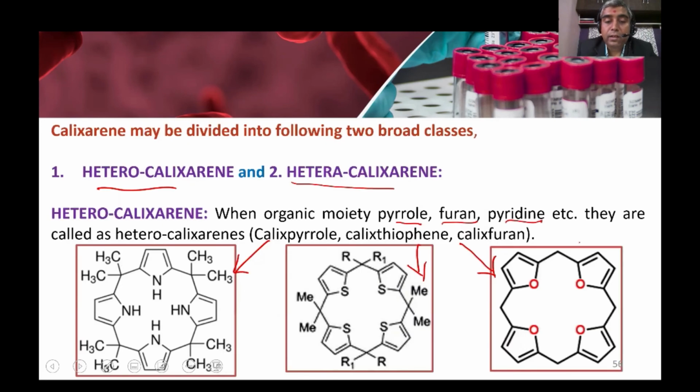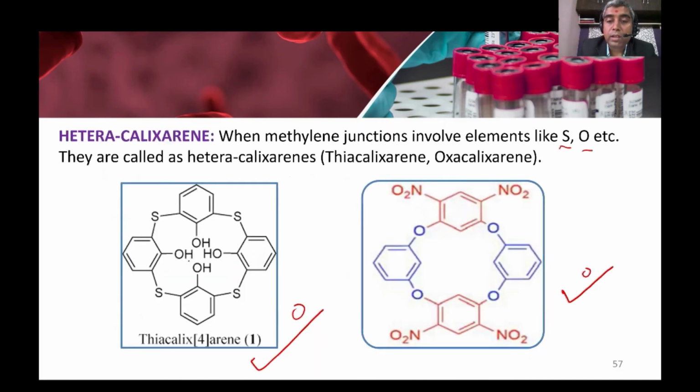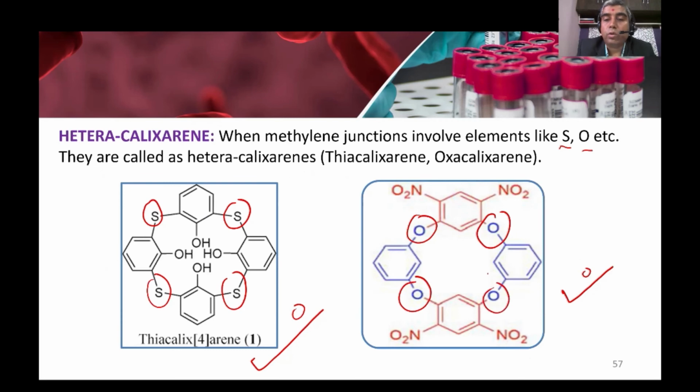And in comparison with the earlier structure, we have a CH2 bridging group everywhere. But here, instead of the CH2 bridging group, we have a sulfur, so it is called thiacalixarene. And in this figure, we have an oxygen, so it is called oxacalixarene.